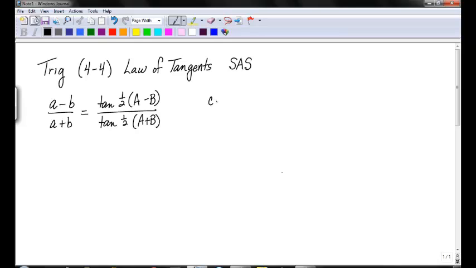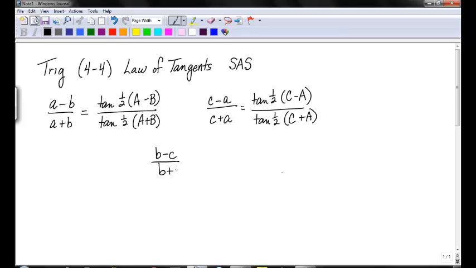Then the other form is side C minus side A over C plus A, and it equals the tangent of half C minus A, the angles, over the tangent of half the sum of angle C plus angle A. And then the third one is B minus C over B plus C, and it's the tangent of half the difference of angle B minus angle C over the tangent of half the sum of B plus C. Now let's take a minute and add that to your card.